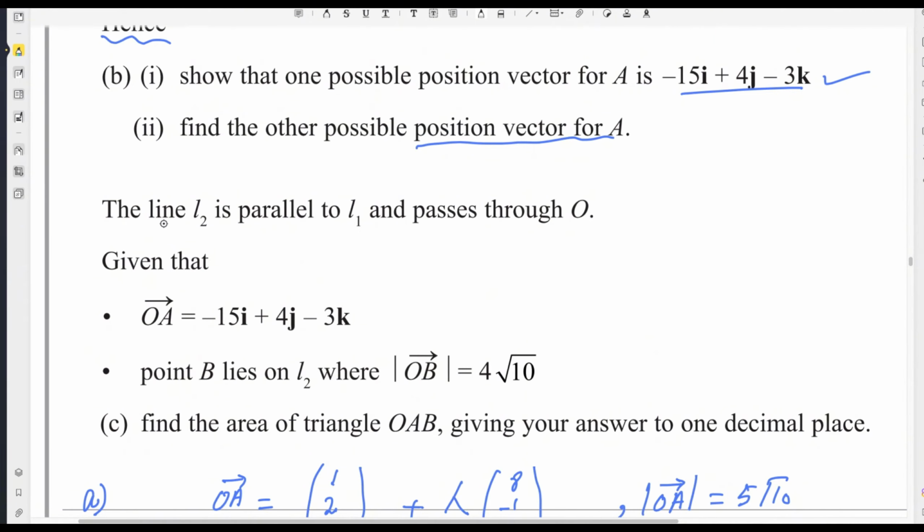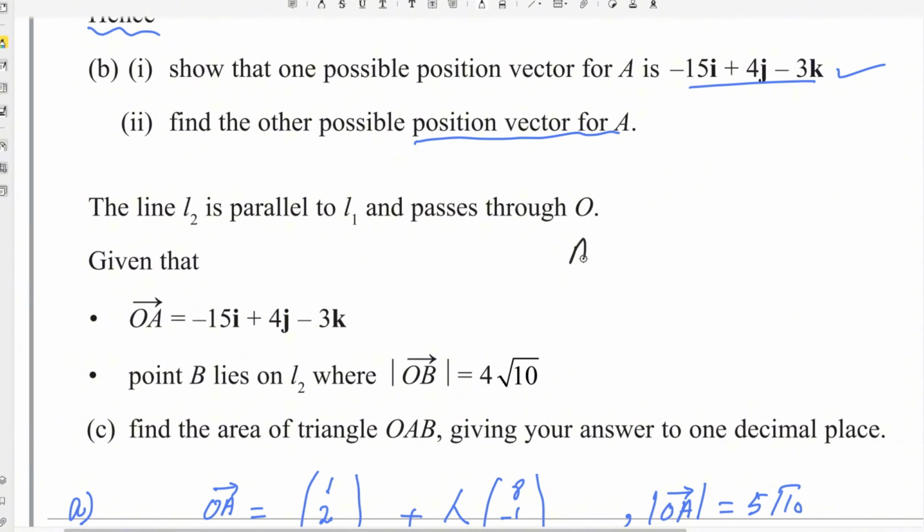Last part of this question: the line L2 is parallel to line L1 and passes through O. Given that OA equals negative 15i plus 4j minus 3k, point B lies on line L2 where magnitude of OB is given as 4 square root 10. Find the area of triangle OAB, giving your answer to one decimal place. Area of triangle could be found by using this formula: 1 over 2 times magnitude of vector OA, multiplied by magnitude of vector OB, multiplied by sine theta. This is the formula of finding area.